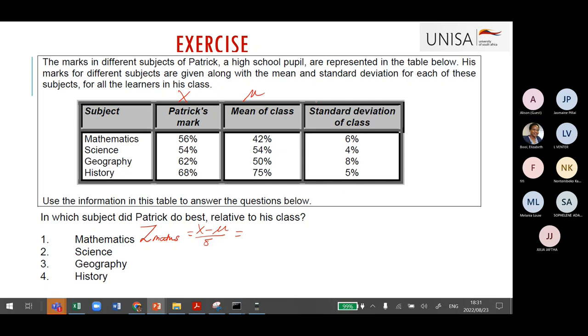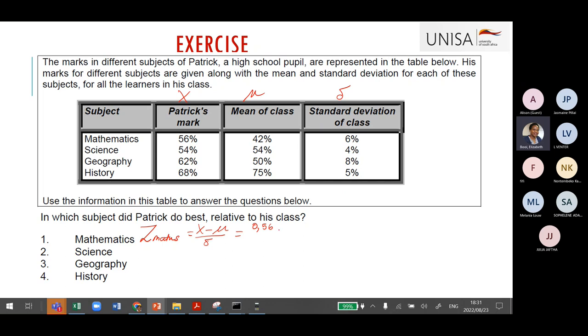Our mean and our standard deviation. So we're just going to substitute the values. Because these values are in percentages, it doesn't really matter whether you convert the percentage to decimals. But since I'm a mathematician, I would prefer to convert them. So 56% is the same as 0.56. You can use 56% if you want.